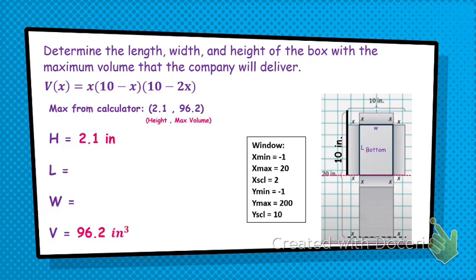When I plug 2.1 back into my length and my width, I get the following dimensions. So once again, to put this in perspective, this length right here should be 7.9, and this width should be 5.8. And then the height that I have in the box should be 2.1.